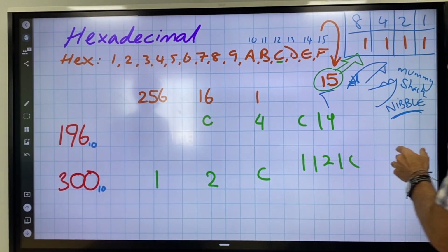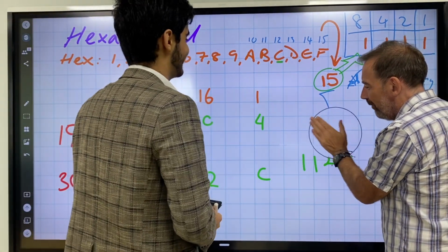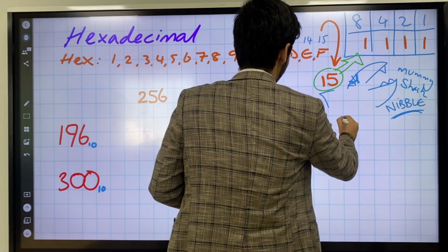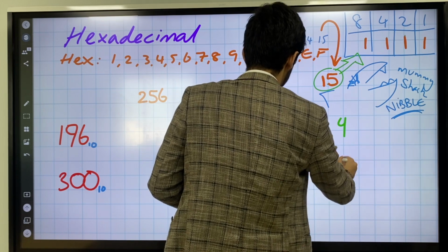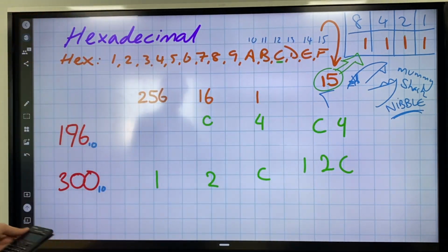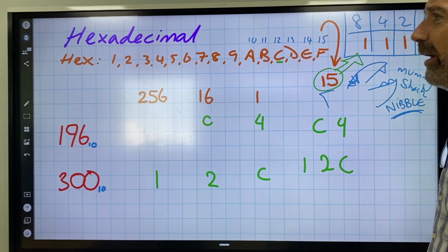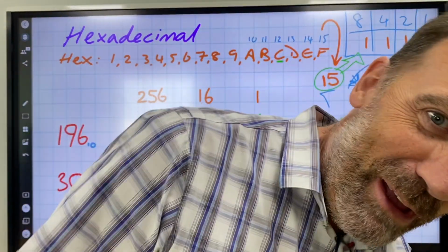I don't know why you're putting lines in between them, so I'm going to rub that out. We'll get rid of that. Okay. So it's just going to be C4 and 12C. Beautiful. Superb. I think that will do. I think you've got it. Fantastic. Right. Bye for now.